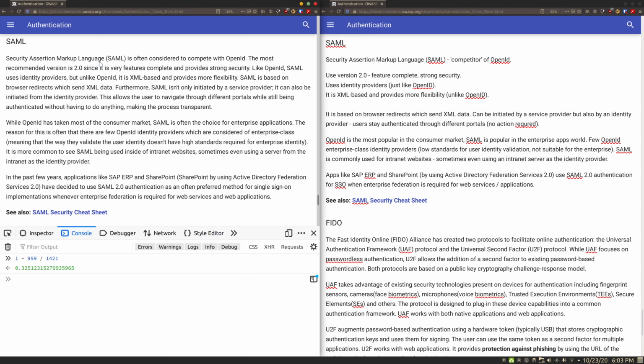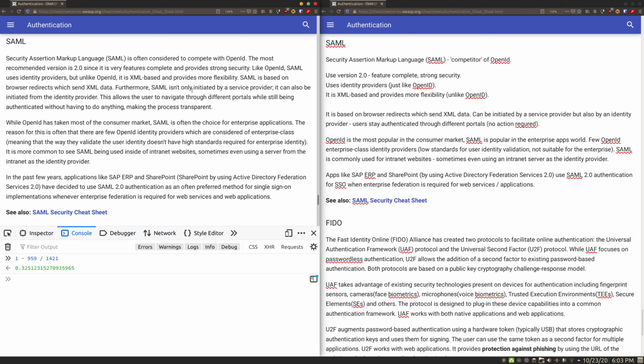Security Assertion Markup Language is often considered to compete with OpenID. The most recommended version is 2.0 since it is very feature complete and provides strong security. Like OpenID, SAML uses identity providers, but unlike OpenID, it is XML based and provides more flexibility. SAML is based on browser redirects, which send XML data.